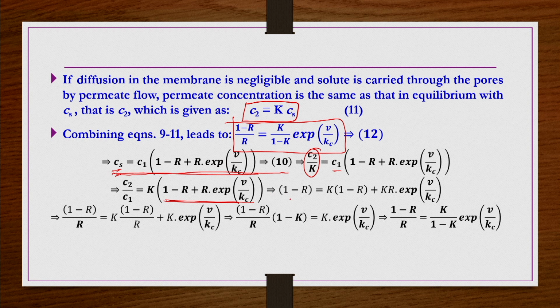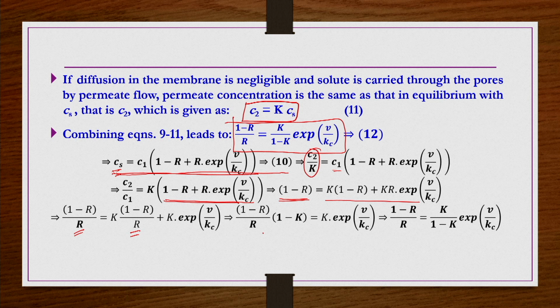Now, C2 by C1 is what? From equation number 9, that is the rejection definition, it is nothing but 1 minus R. On the right hand side you can write it as two terms: K into 1 minus R as one term, and another term K R exponential V by Kc, just expanded. Now, in this equation you divide both sides by R. So, the left hand side is 1 minus R by R equals, on the right hand side, K times 1 minus R by R plus K exponential V by Kc, because R and R from the second term are cancelled out when we divide.